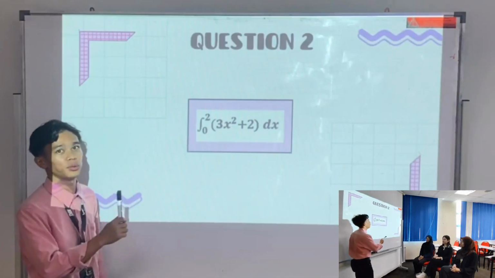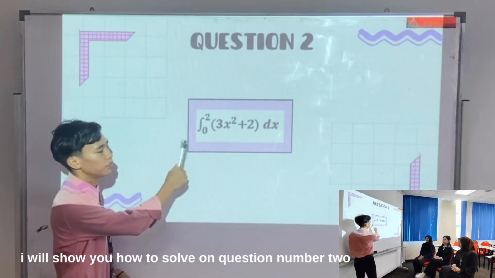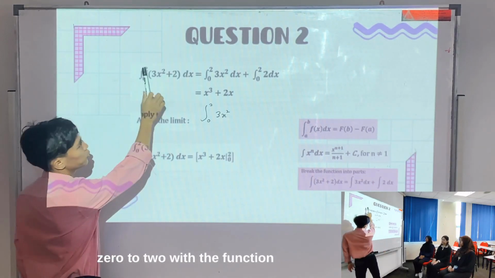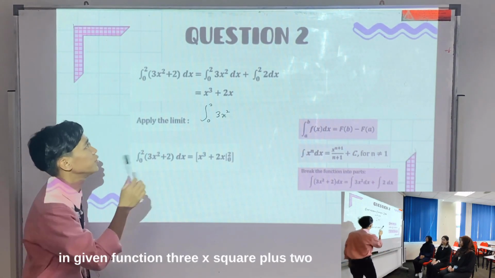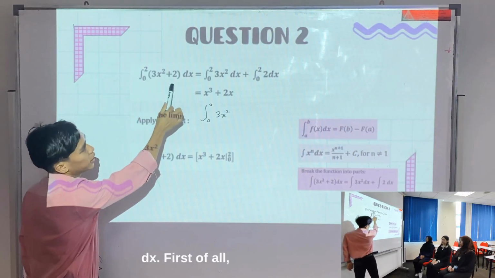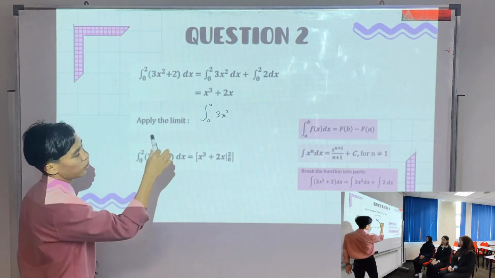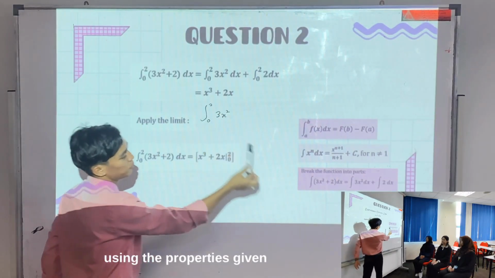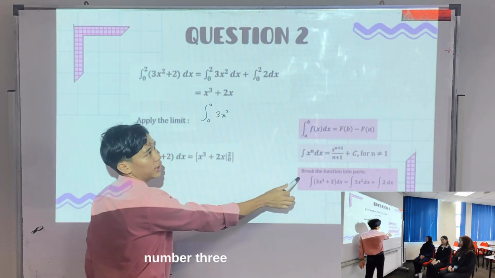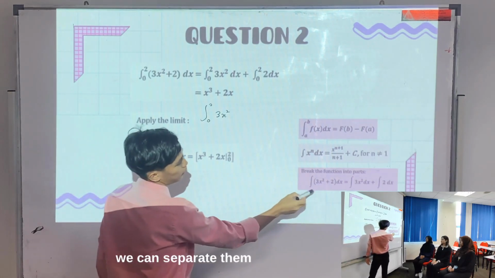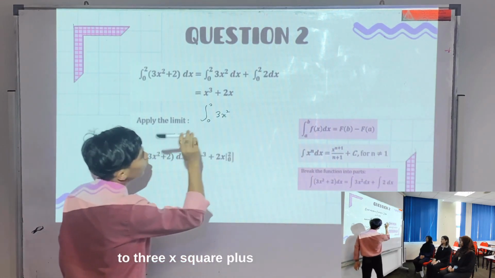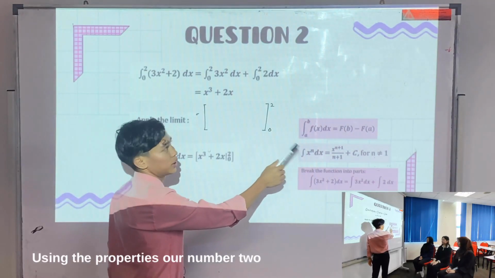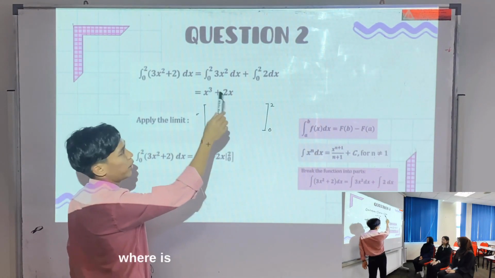So I will show you how to solve question number 2. The question asks for the integral from 0 to 2 of the given function, 3x squared plus 2 dx. First of all, we have to separate them using the properties given in number 3. We can separate them into the integral of 3x squared dx plus the integral of 2 dx. So number 2, we can integrate each of them.